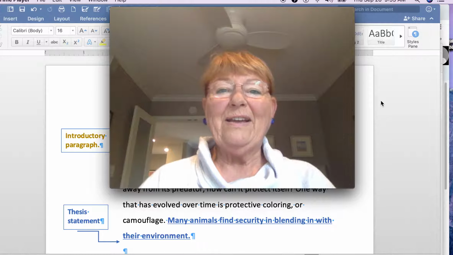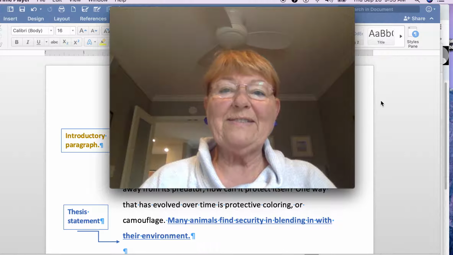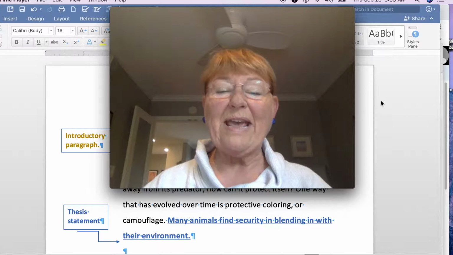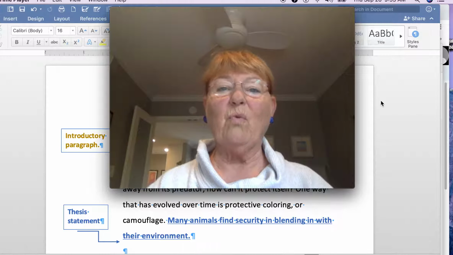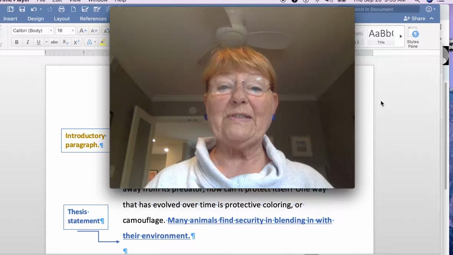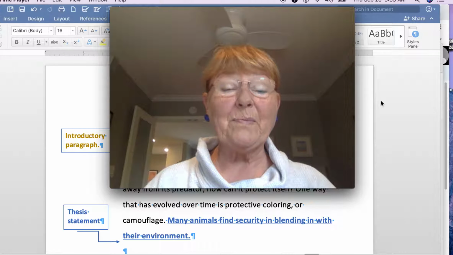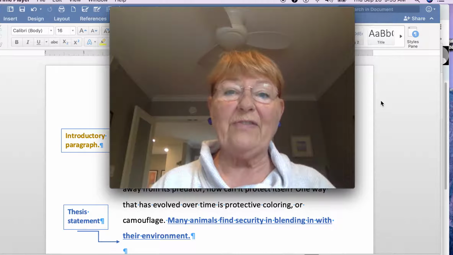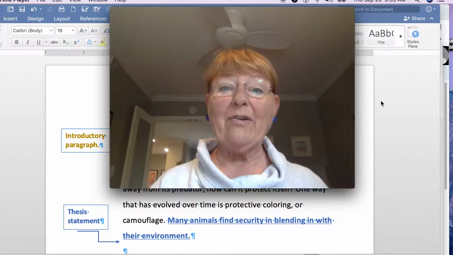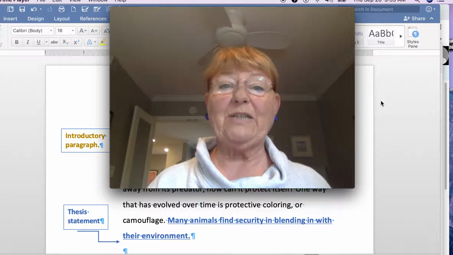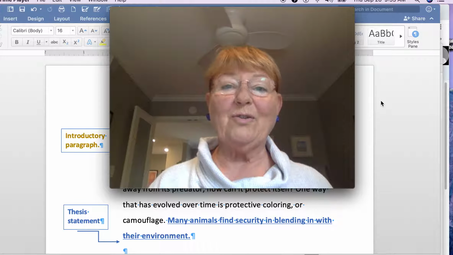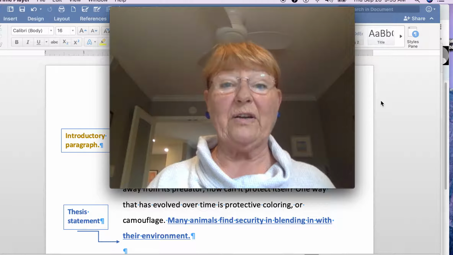Hey students, now that we're working on the transition from paragraphs to essays, we will look at one essay in depth, and this is the essay that's in your textbook. It's on pages 55 and 56, and the paragraph that it comes from is on page 54. The essay is called Animal Camouflage.